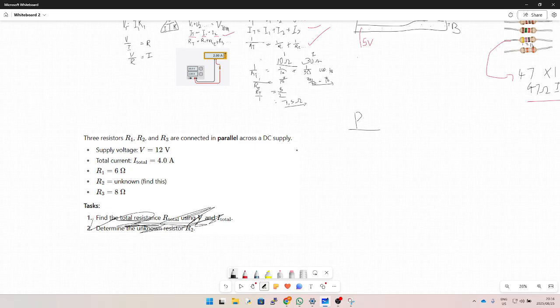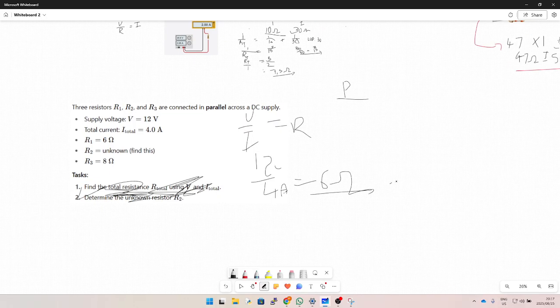So your first step, obviously, is R total. V over I is equal to R. 12 over 4 is equal to 6 ohms. Just remember to write down your formula symbols. Right, 6 ohms is your R total.